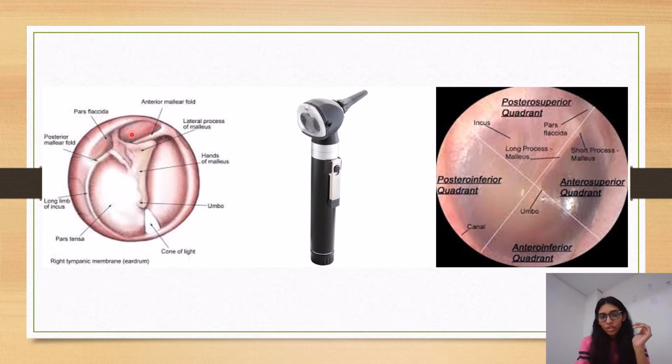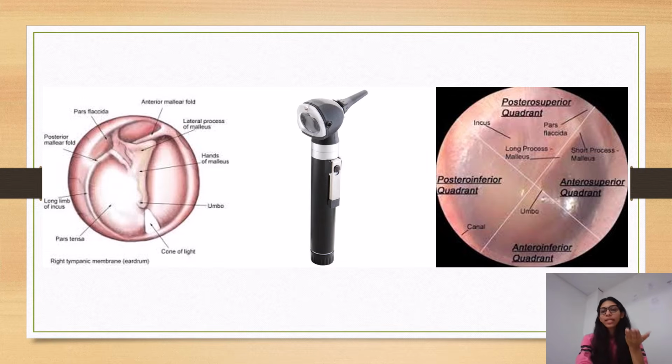The above portion, or the superior portion, is called the pars flaccida. So the tympanic membrane can be separated into two parts: the pars flaccida and the lower portion, the pars tensa. As the name suggests, the pars flaccida is much thinner, very flaccid, and the lower portion is much more tense, that is, thicker.